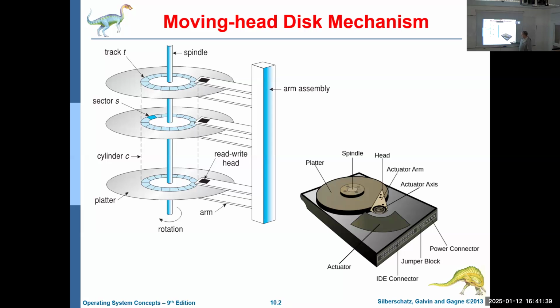The main point is that I'm talking about moving hard drives. We're not talking about solid state drives. There's a head here that moves across, kind of like the head of a record player. This is the platter. It spins and the head moves, and that's how it can get from one track to the next, to the next.